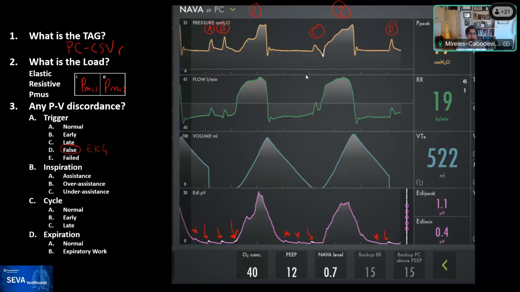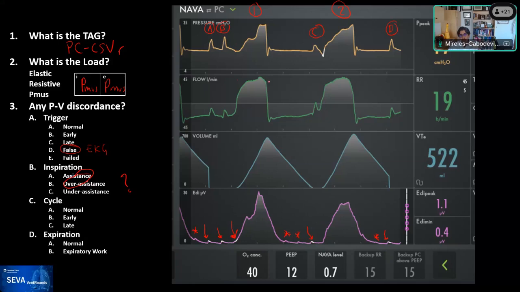Good comments. All right. So in terms of cycle, is this normal, early, or late? Yeah. So many of you are reading this. Some here I put a question mark with assistance. And here there's a lot of people that are talking about normal by definition.